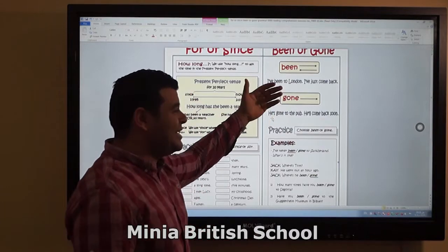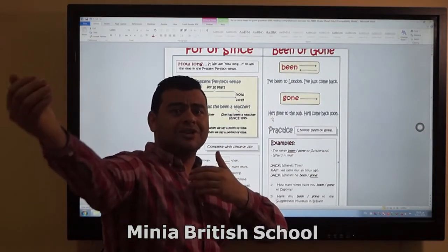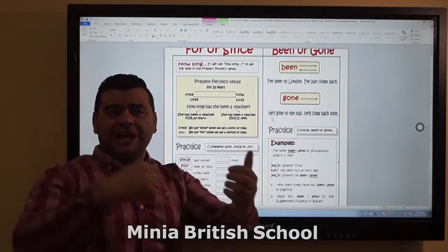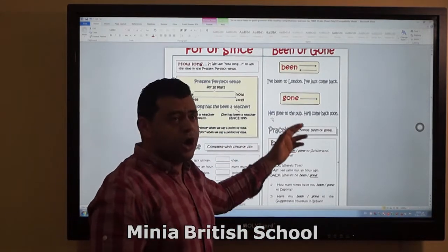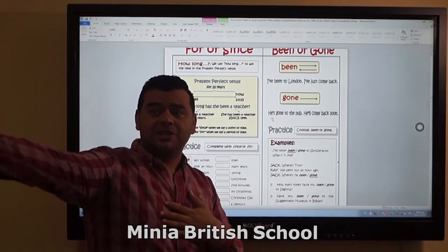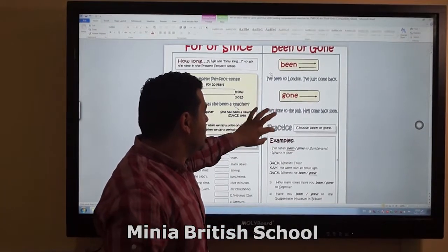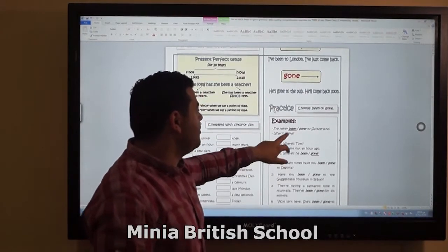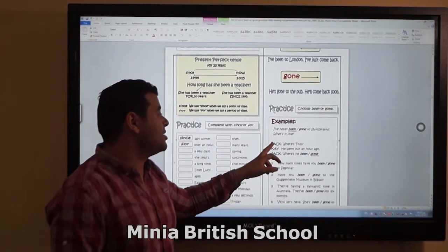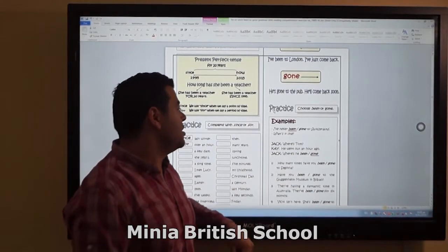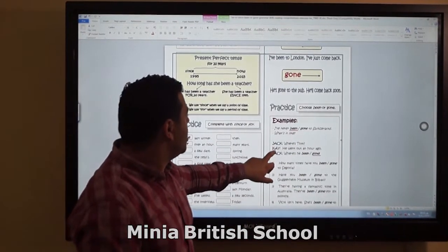So, been and gone. Been, you go, or you went, and you went to that place, and you came back. Whereas gone, no, you went to that place, and you're still there. That's the difference between been and gone. Look at this one. I've never been or gone to Switzerland. What do you think? I've never been to Switzerland.